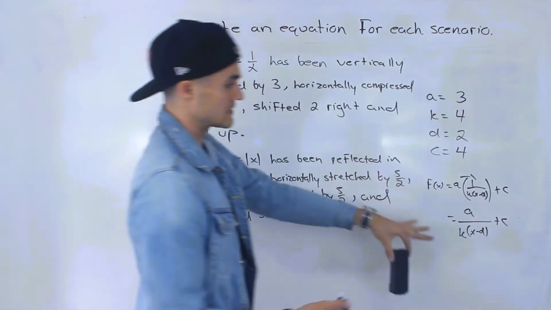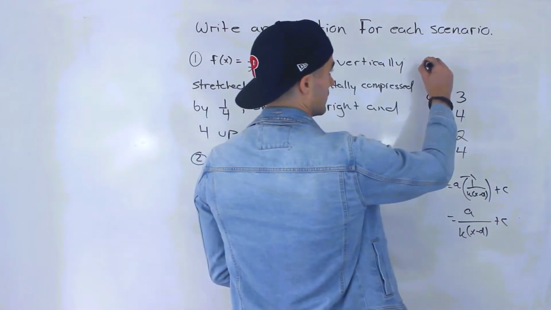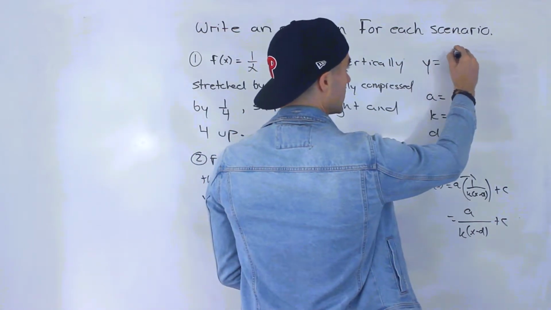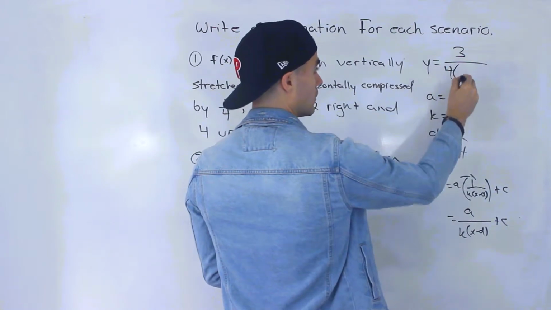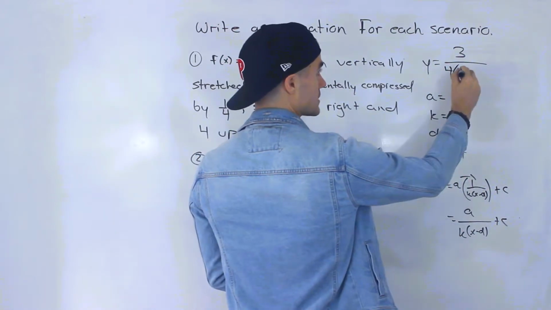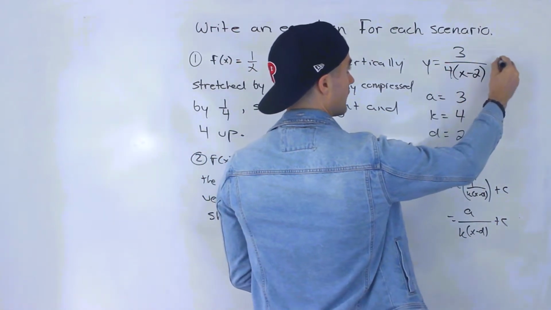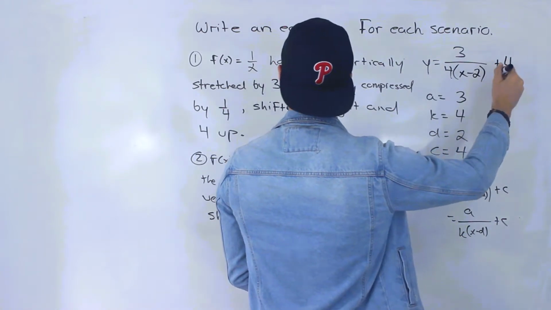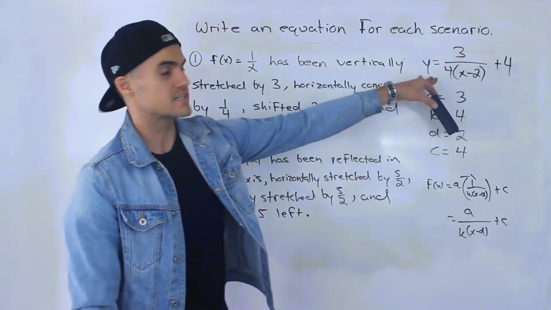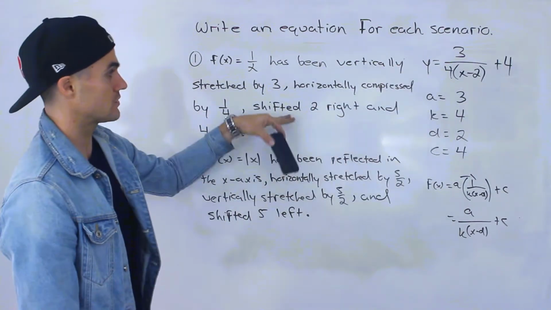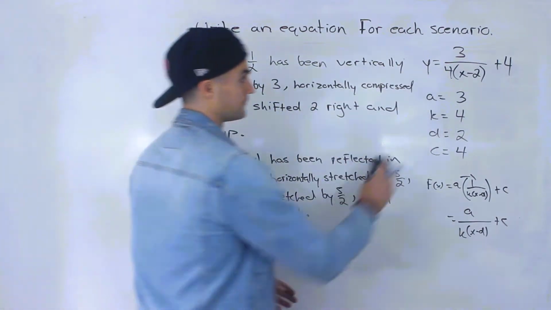And so taking all these, let's go with this format. So we have the 3, the a value, in the numerator. The k value is 4. We have x minus d, x minus 2. And then the c value is positive 4. So this here ends up being the equation for the first scenario.